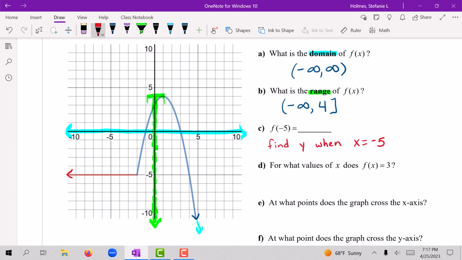And we're just going to go vertically, since we're looking for a y value, until we hit the graph. So right here is where we hit the graph. And the coordinates of that point are negative 5, negative 5. Remember x and then y. So when x is negative 5, y happens to also be negative 5.